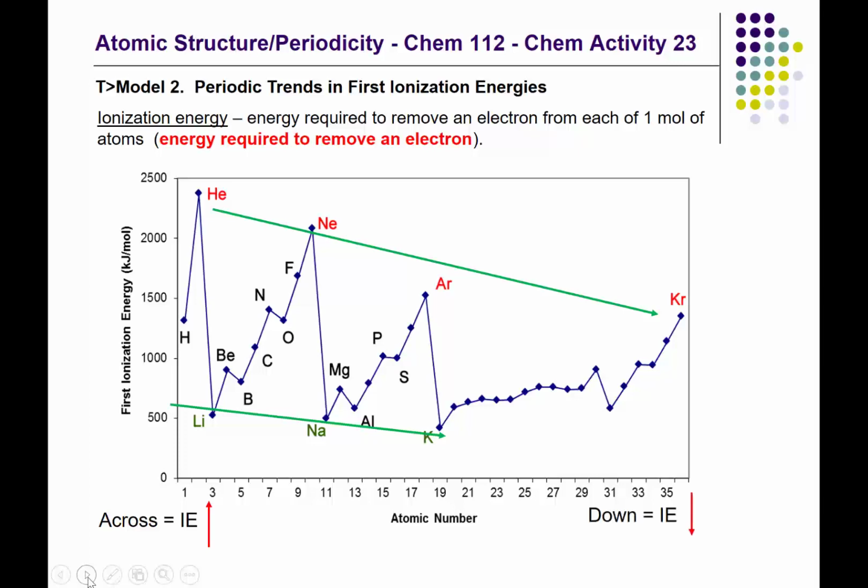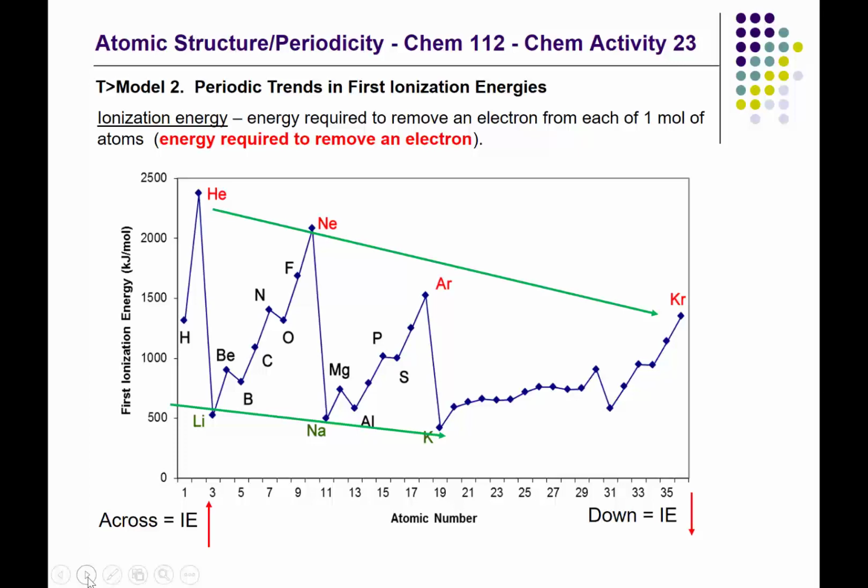We can pick any series of elements. We could have gone down the halogens, fluorine, chlorine, down to bromine, and we'd see again the ionization energy indeed goes down. Now, of course, you need to know that trend, but if you understand why the trend happens, then you don't need to memorize this trend. So let's go through the process of developing an explanation why this trend happens.